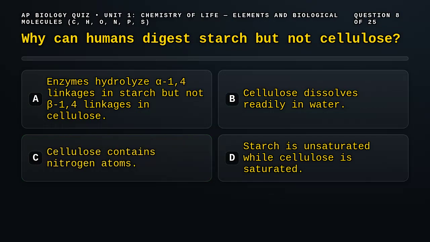Question 8. Why can humans digest starch but not cellulose? A. Human enzymes hydrolyze alpha-1,4 glycosidic linkages in starch, but cannot hydrolyze beta-1,4 linkages in cellulose. B. Cellulose dissolves readily in water. C. Cellulose contains nitrogen atoms. D. Starch is unsaturated while cellulose is saturated.